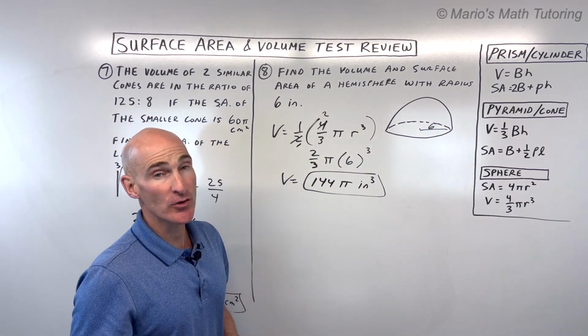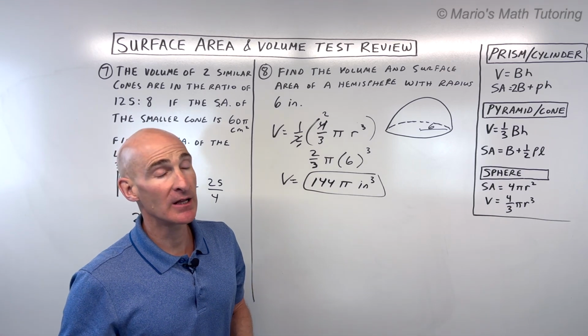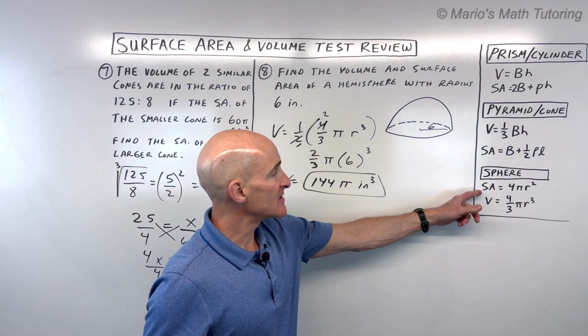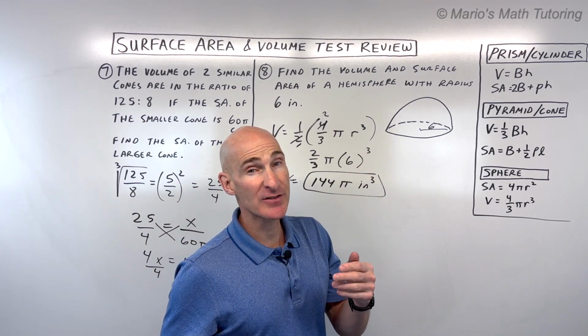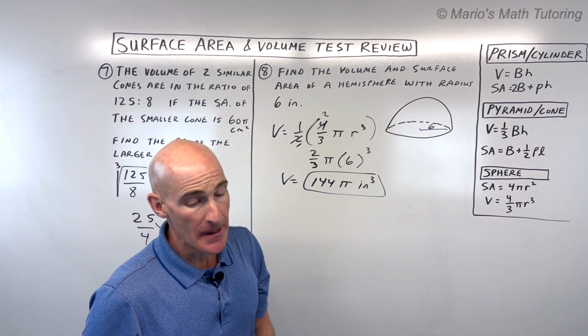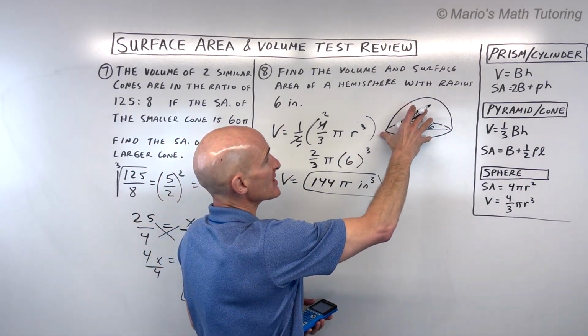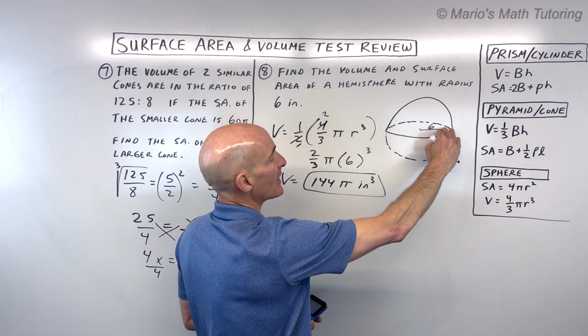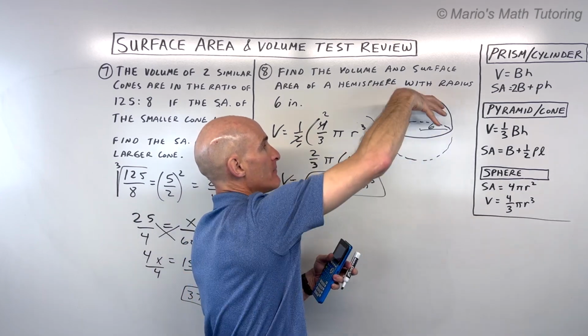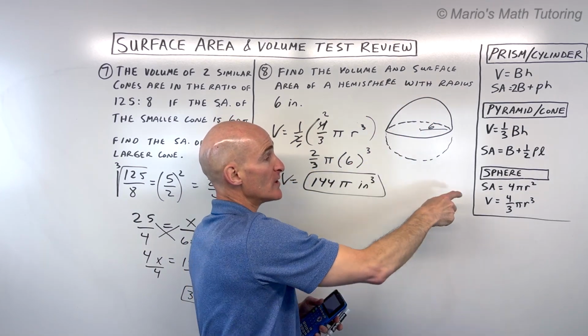Now, if we want to find the surface area, here's where students can make a little bit of a mistake. You can see the surface area is 4 pi r squared. Students will say we cut that in half, so shouldn't it be 2 pi r squared? Well, think about an orange, for example. If you had the rest of the orange and you cut it in half, this top half would be 2 pi r squared.